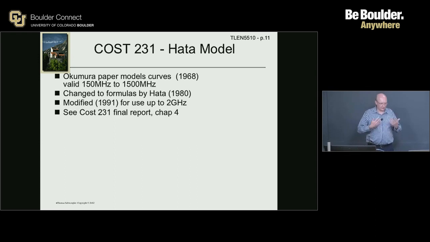Then COST, the European initiative to look at all those models, produced a final report. And Chapter 4 is a great read, by the way. Look it up, you can find it online for free. Chapter 4 is a beautiful explanation of anything that can happen in terms of fading and modeling of propagation. I'd highly recommend it if you have nothing else to read one night. And that final report became the COST231 Hata model that really combines all that into one fairly simple to use model.